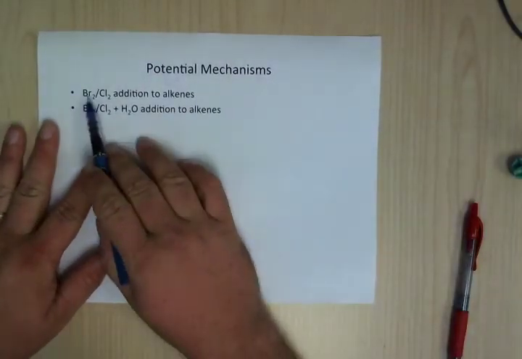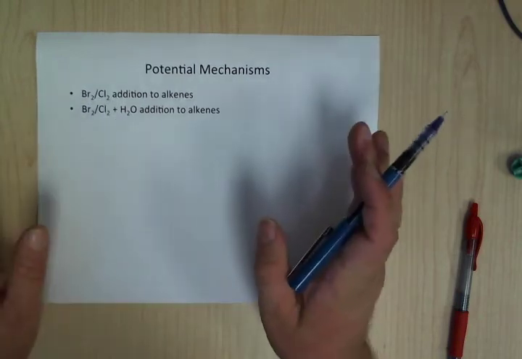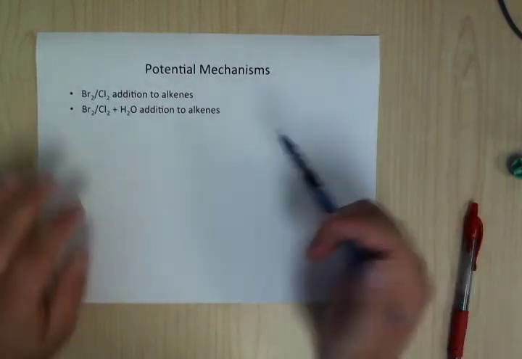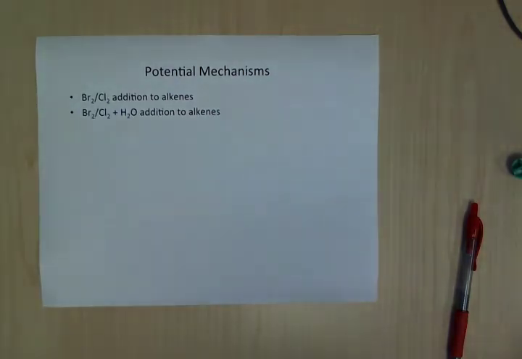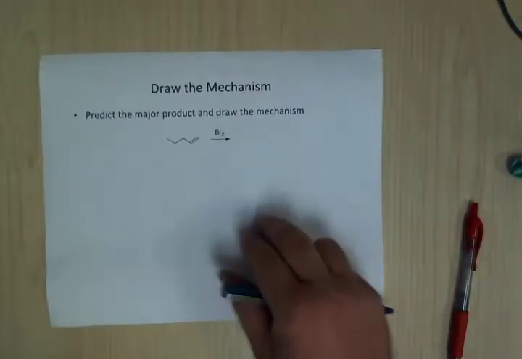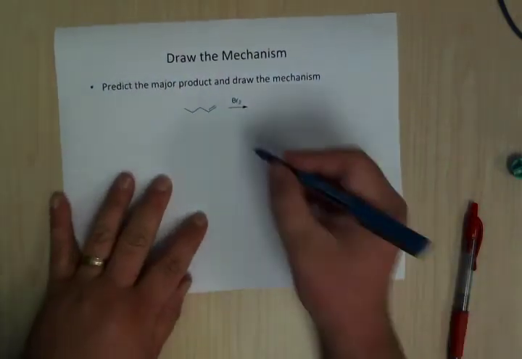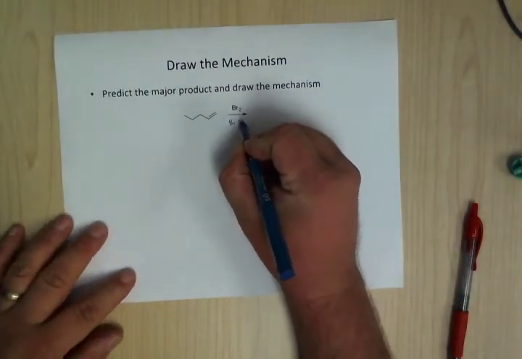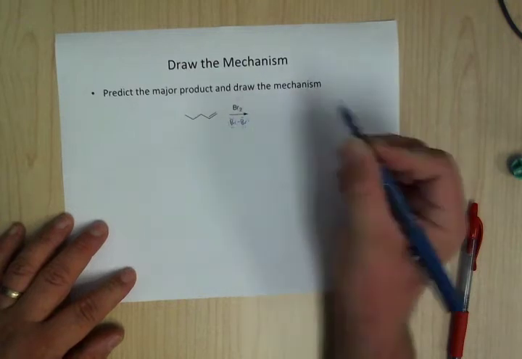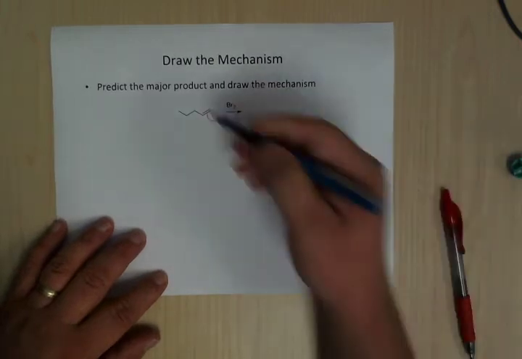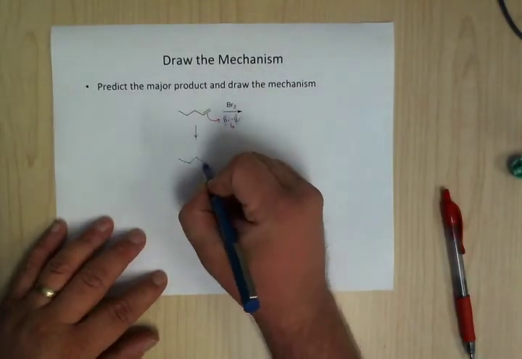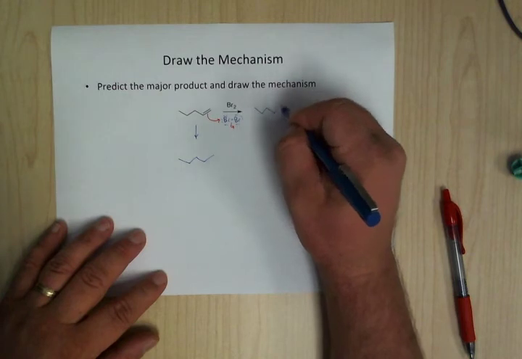Okay, so there will be a mechanism. You're either going to have adding bromines or chlorines, they work the exact same way. It's just adding chlorines versus adding bromines, with or without the presence of water. So if you have something like this, the way this works, bromine, bromine, this is going to attack here, push that away, to make this. Oh, I'm going to tell you what the structure is.